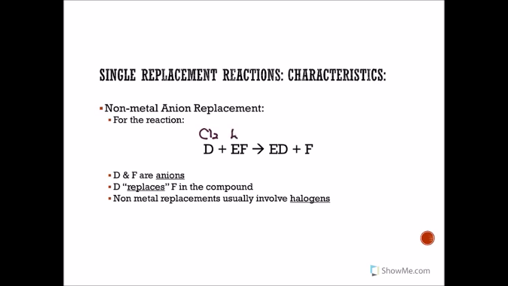So if we had KBr, our negative ion, remember Cl is our anion, it's the negative one, has to replace our negative ion. Those two would have to swap. And this nonmetal replacement usually involves halogens.